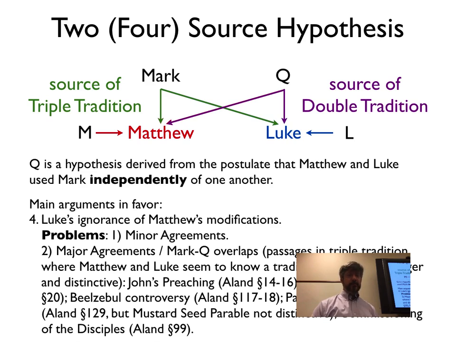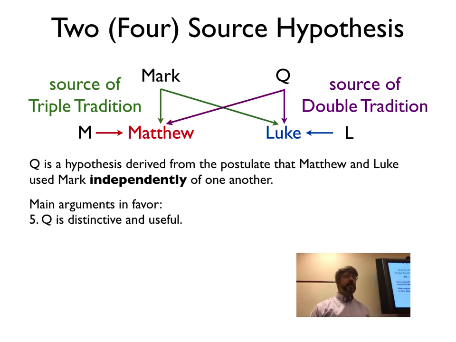All right. But minor and major agreements both suggest that Luke knows Matthew, or if you want, Matthew knows Luke, which would tend to undermine the model. Because again, if they know one another, then you don't need Q. Okay?